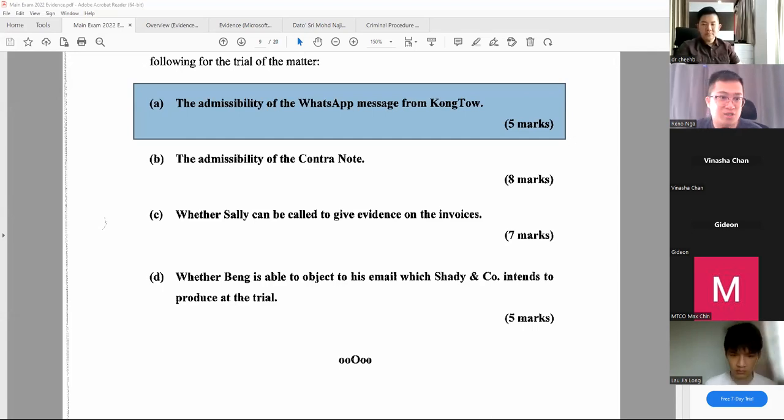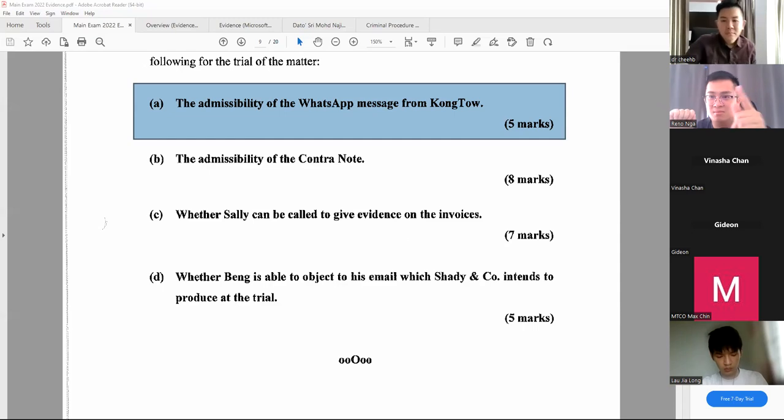Admissibility. So fast, Section 90A, very good. The requirement is number one, produced by a computer, yes, WhatsApp. Number two, in the ordinary course of use. Ordinary course of use can be proved by two methods. One, a certificate, before or after, from whoever controls the computer. Number two, oral evidence. So the person in control either comes to court and says this is ordinary use, or signs a certificate. Then 5 marks.